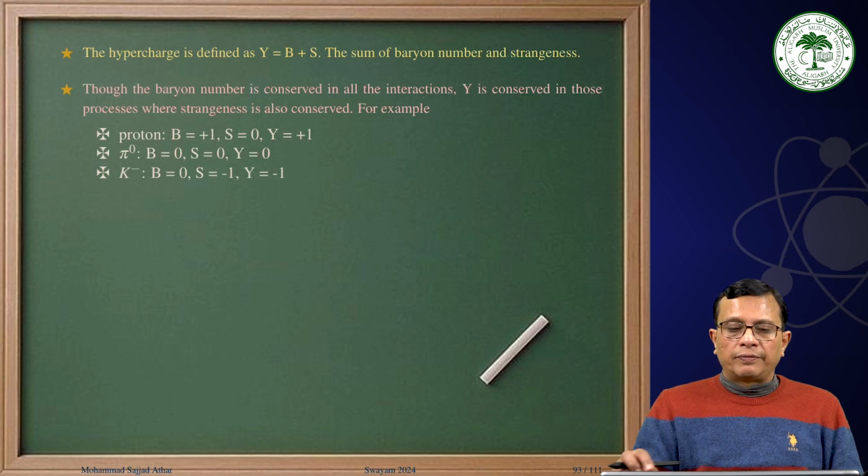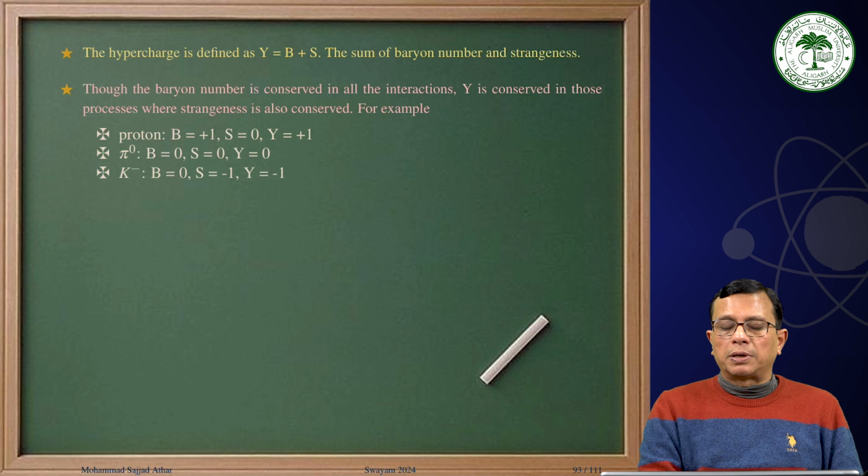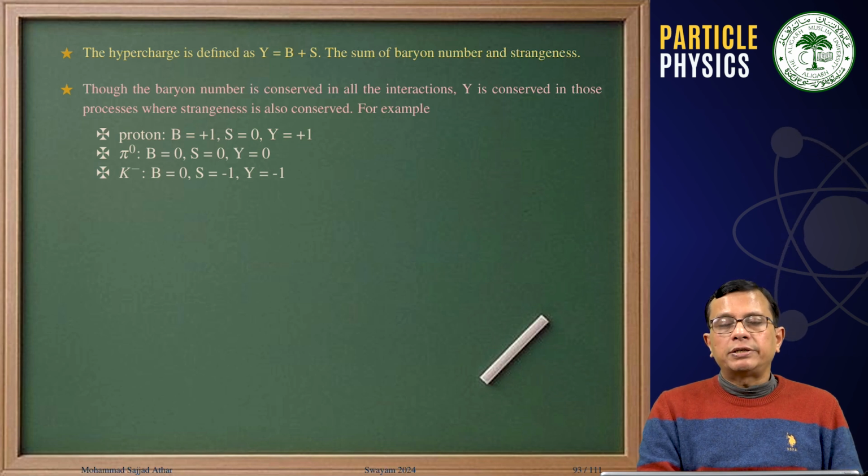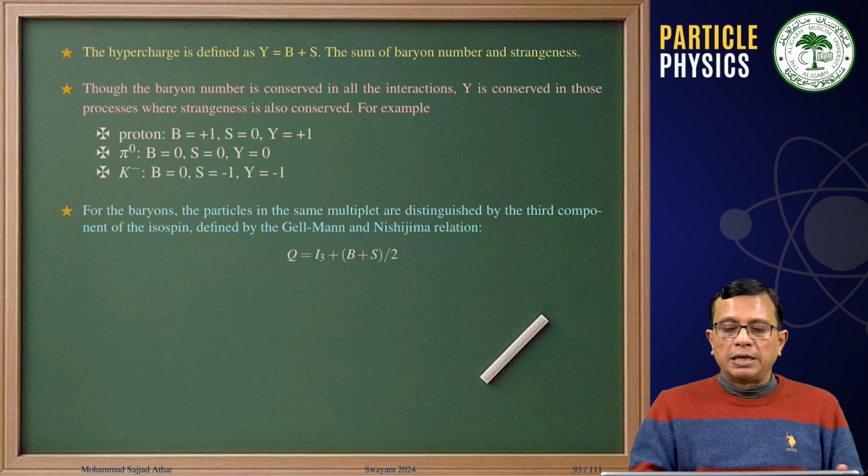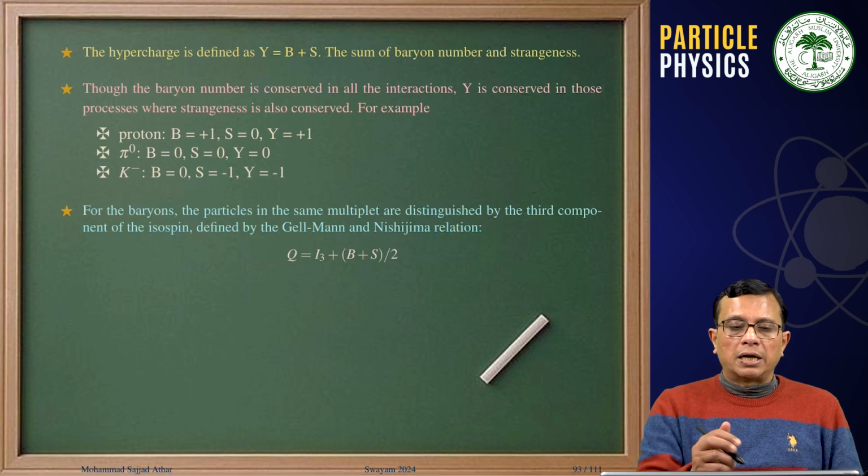For example, if I am talking about proton, then baryon number is plus 1, strangeness is 0, hypercharge is plus 1. For pi 0, mesons, therefore baryon number is 0. They are not a strange particle, strangeness is 0, therefore Y is 0. For K minus, a meson, baryon number is 0, strangeness is minus 1, therefore hypercharge is minus 1. And similarly, you can talk about the other particles.